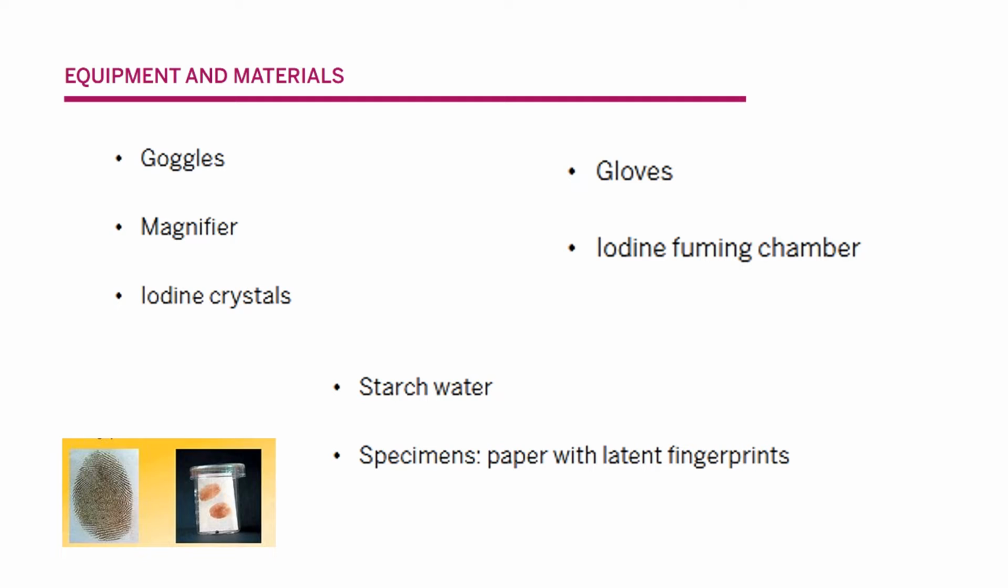What are the equipments we need? The equipments are goggles, because as in the chemistry laboratory you must always use goggles, so goggles are essential, a magnifier in order to view the images, and then iodine crystals, that is the main chemical component, and then gloves, an iodine fuming chamber, and then starch water, and specimens, that is, paper with latent fingerprints. So we are going to find out how we are doing the practicals.